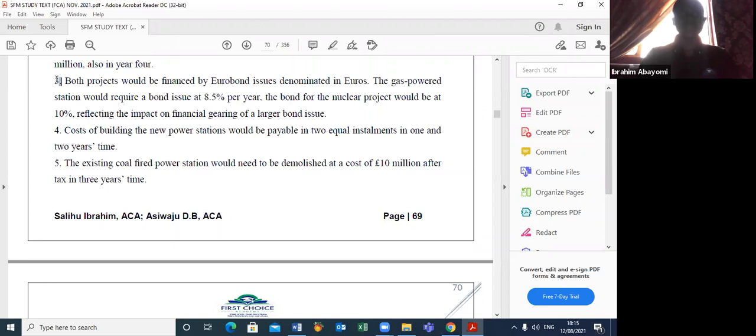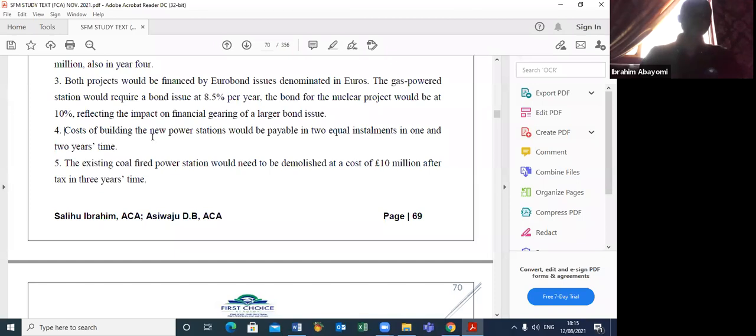So this information here, note 3, is on cost of debt. What the question is simply telling you is that the cost of debt for gas is 8.5%, and the cost of debt for nuclear is 10%. That is the simple information there. That is what they want you to pick.